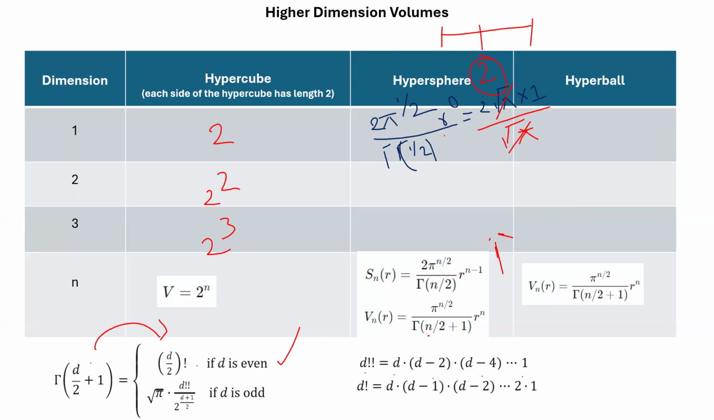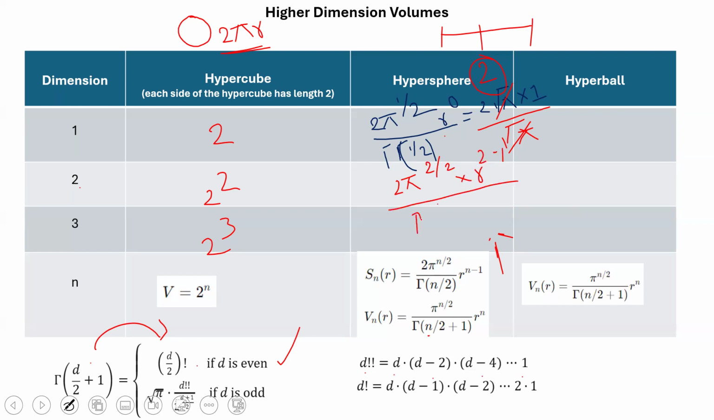If you calculate for two dimensions, it is a circle, and we know the surface area for this circle is 2 pi r. Now let's see if we are getting 2 pi r or not. So apply n equal to 2 to this formula. This becomes 2 pi to the power of 2 by 2 into r to the power of 2 minus 1 by gamma of 2 by 2.